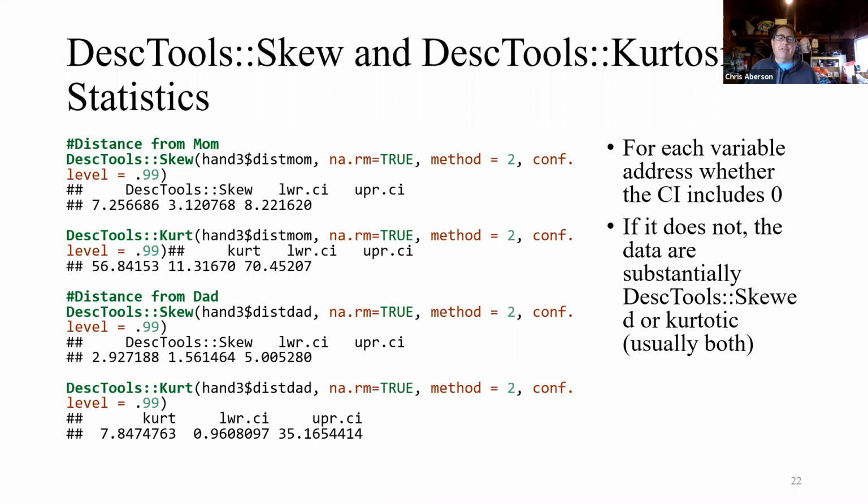We want to ask if 0 falls inside that confidence interval. If 0 doesn't fall inside the confidence interval, we have evidence that we've deviated substantially from normality. And if you just scroll through these, you can see that these are all situations where 0 does not fall inside the confidence interval. So we have problems with skew and kurtosis. And as I mentioned, if you have problems with skew, you're probably going to have problems with kurtosis.